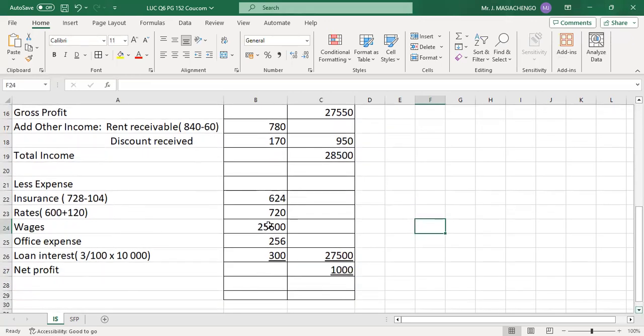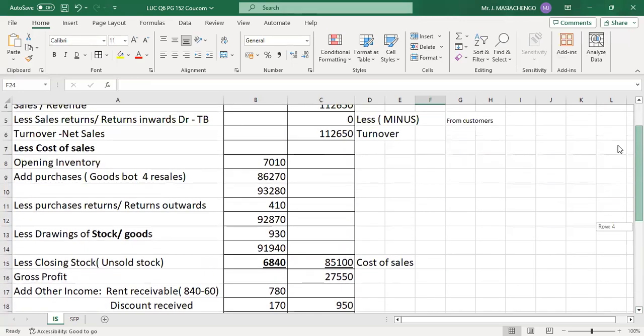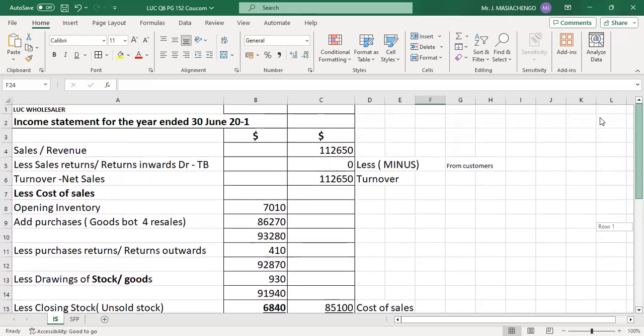So what I want you to know is very simple. I want you to memorize the format. When you know the format, it will be easier for you to answer the question. So let me also show the question again, so that those who missed the first part of the video can see it.